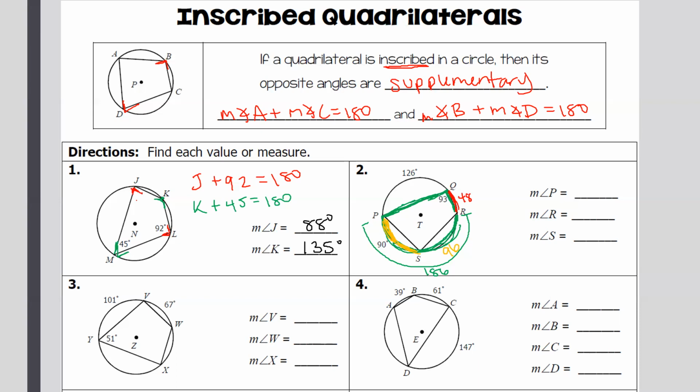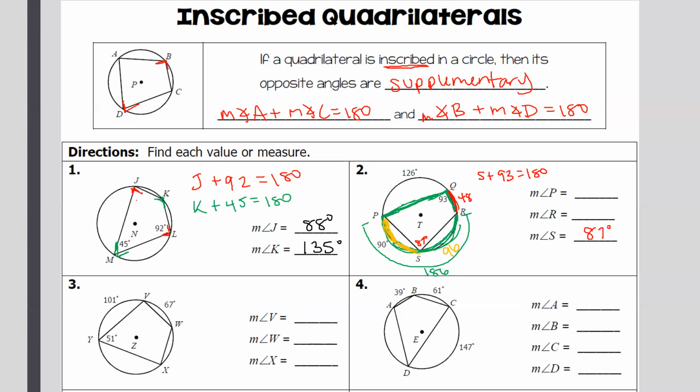Okay. We also know that in this inscribed quadrilateral, the opposite angles are supplementary. So I know that angle S plus angle 93 has to add up to 180. So I can find angle S quite easily. Just subtract 93 from both sides. So angle S is 87 degrees. Now we just need to find angle P and angle R.